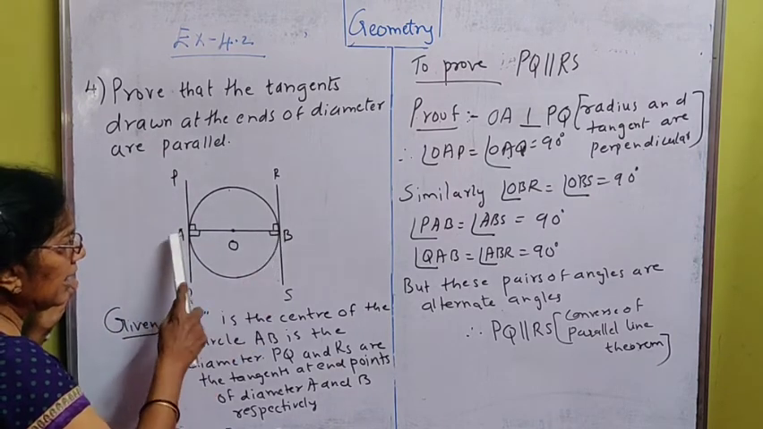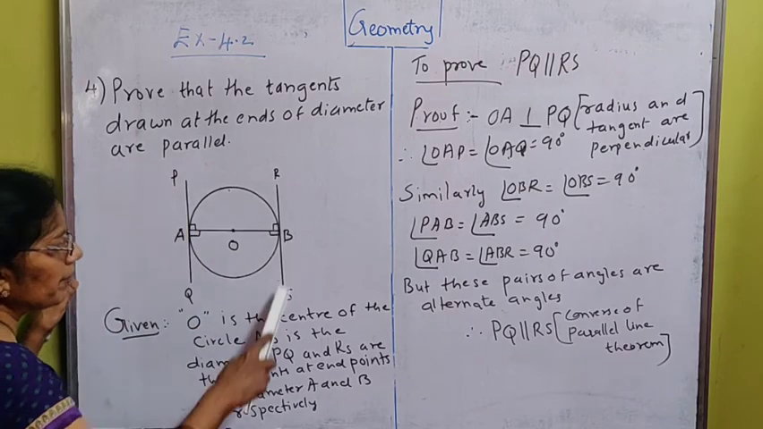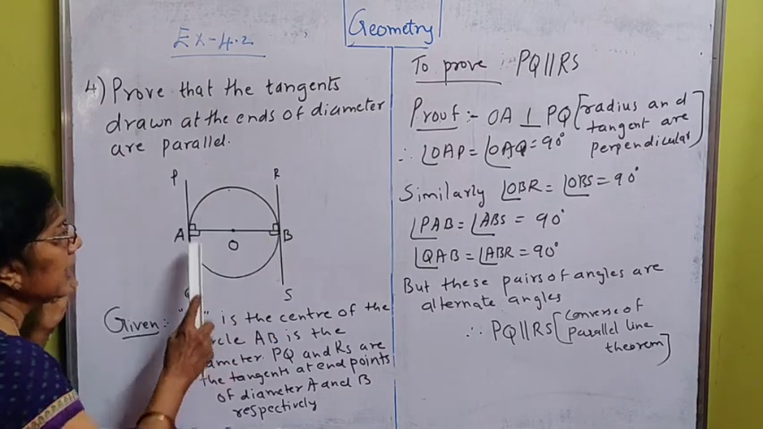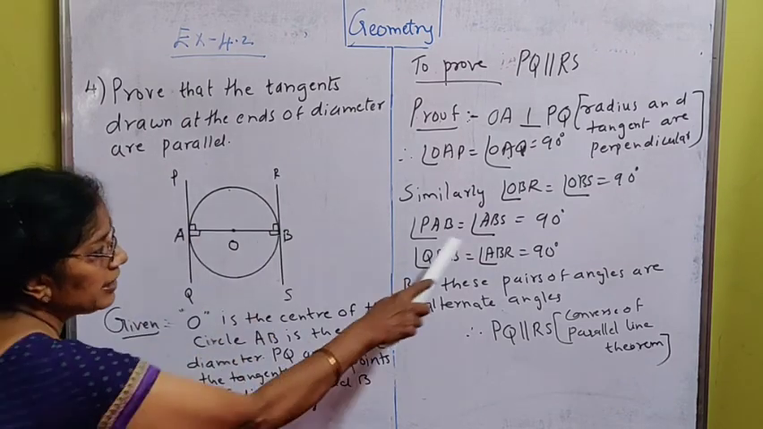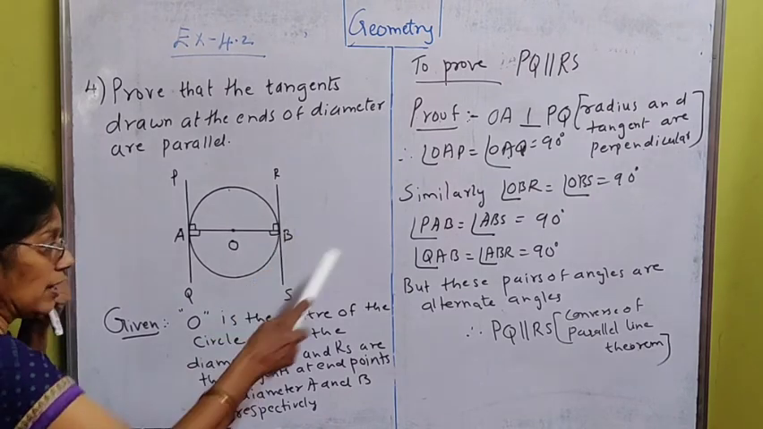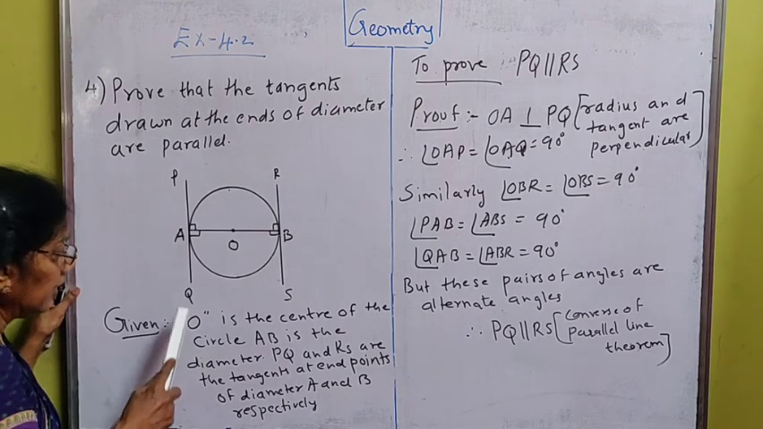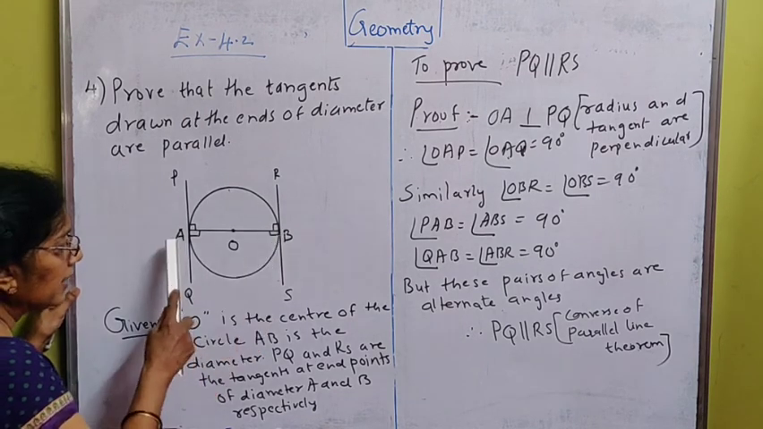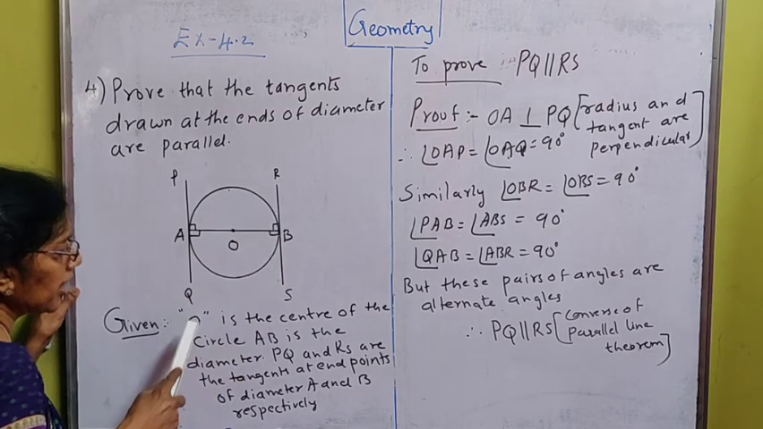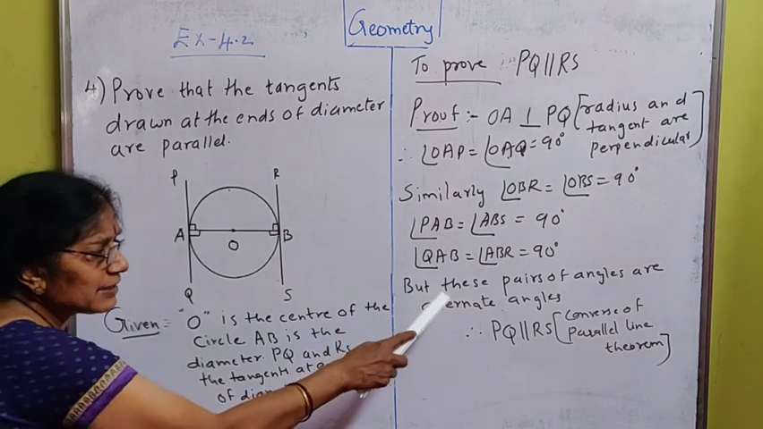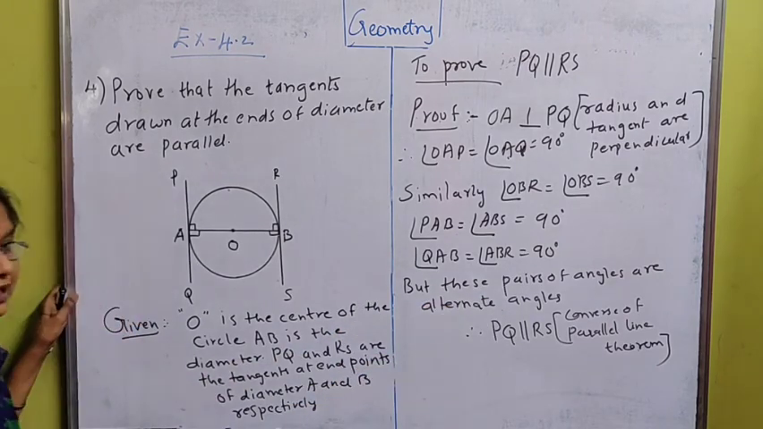PAB and ABS. I told you the Z formation. So angle PAB is 90 degrees and angle ABS is 90 degrees. So angle PAB is equal to angle ABS, equal to 90 degrees. It is one pair of alternate angles. Another alternate pair is QAB and ABR, Z formation. They are also alternate angles, and they are equal. These pairs of angles are alternate angles. Therefore, PQ is parallel to RS using the converse of the parallel line theorem.